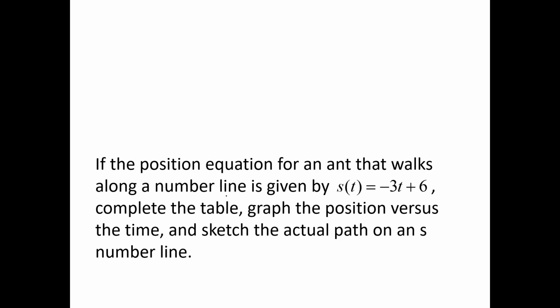Let's move on. And now we have, if the position equation for an ant that walks along a number line is given by S of t is negative 3t plus 6, complete the table, graph the position versus the time, and sketch the actual path on an S number line. You should take the moment to pause the video, try the problems on your own, and then compare your answers to mine.